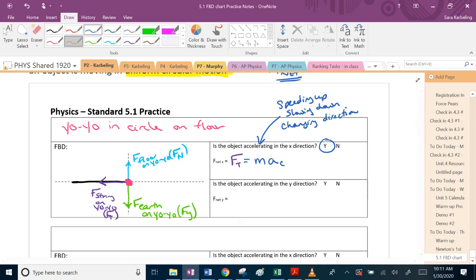All right, three-quarters of the way done. We got one more piece. Here we go. Is the object accelerating in the y direction? No, it's not speeding up, not slowing down, not changing direction in the y dimension. So that means we can say nope. What's acting in the y direction? Just got to look at your free body diagram.